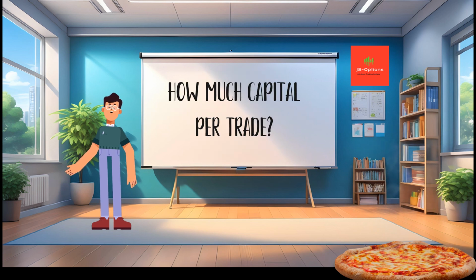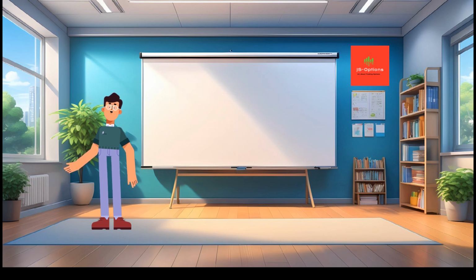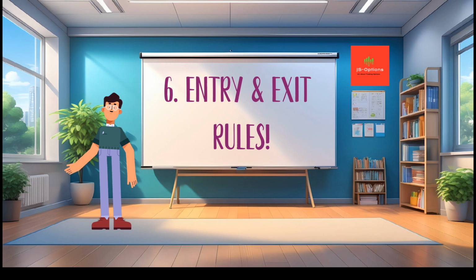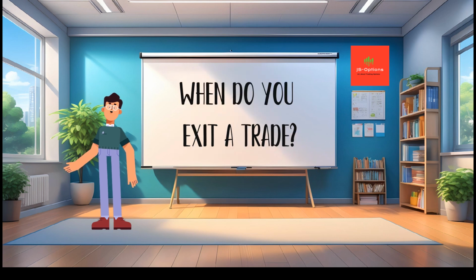The question then is, how much capital will I allocate to each trade? Calculate the size of your positions based on risk and portfolio size. Number 6, entry and exit rules. Provide clear rules for entering trades, based upon technical or fundamental triggers. And, even more important, specify the criteria for exiting your trades. Criteria like profit target, in money, percentages, and/or loss.